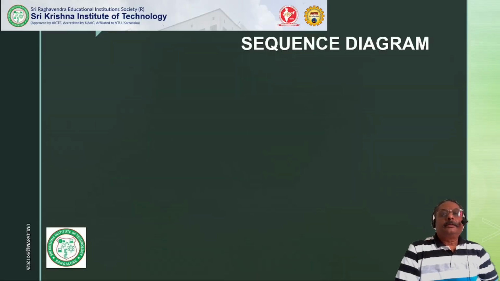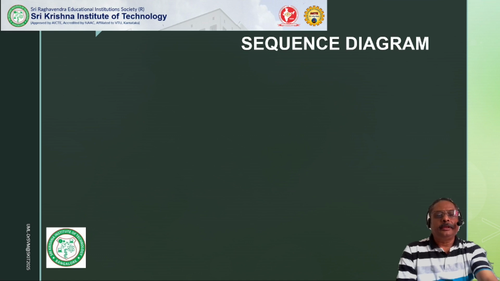Hi friends, welcome back. Now let us see the next UML diagram, that is the sequence diagram. In the previous sessions we have seen the use case diagram and the class diagram. Now it is time to see what a sequence diagram is.